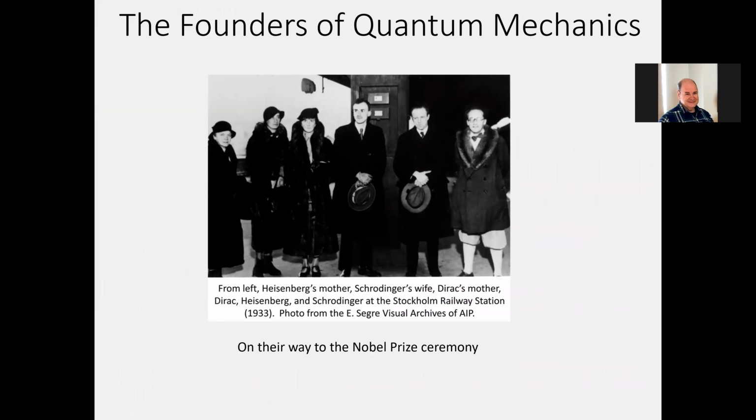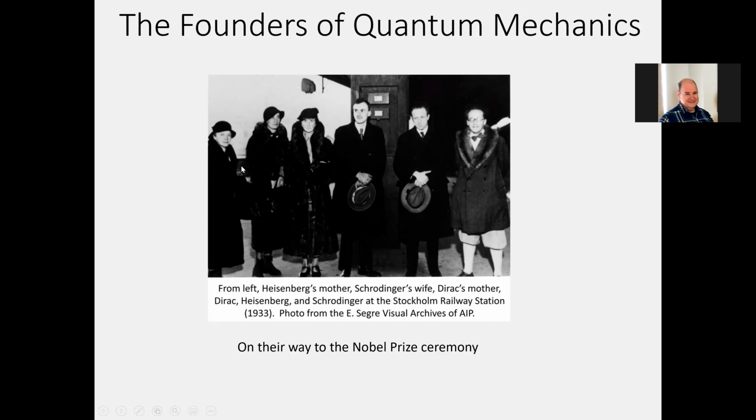And I just wanted to show this picture. Here are the three great theorists. This is Dirac and Heisenberg and Schrodinger. They're on their way to collect their Nobel Prizes. They were not given all in the same year. Two people were given Nobel Prizes in the same year, and one was by himself, but they all collected them at the same time for some reason, which I forget.